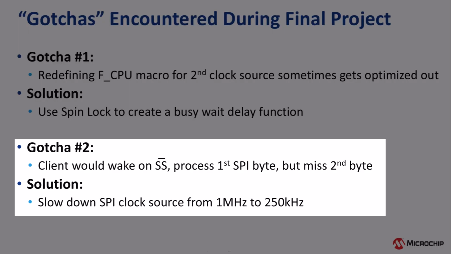Gotcha number 2. In episode 13 in this series, I used a 4 MHz main clock and a 1 MHz SPI clock to send a single byte. However, in this project, I was sending 2 bytes and found that the host device's SPI clock was too fast for the client to wake from sleep, catch the first byte and process it, and try to catch the second byte. The solution was to slow the SPI clock down to 250 kHz, which gave the client time to receive and process the first byte and be ready for the second byte when it arrived.